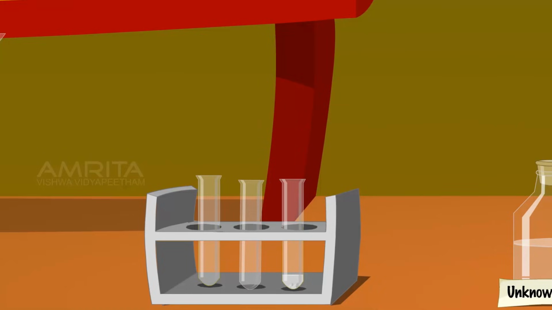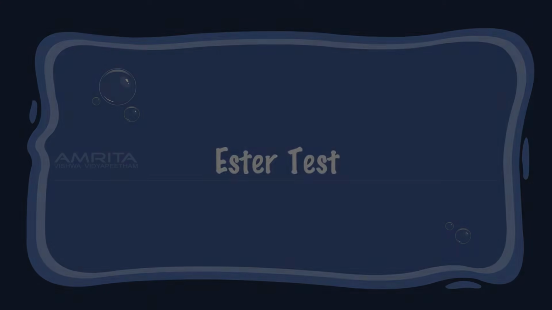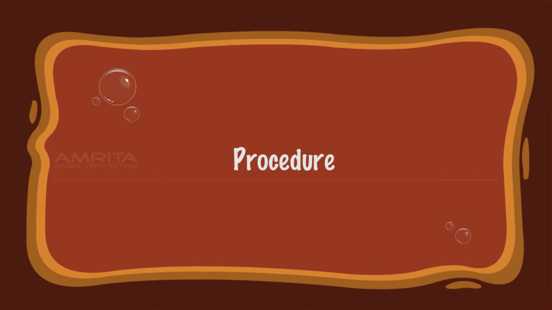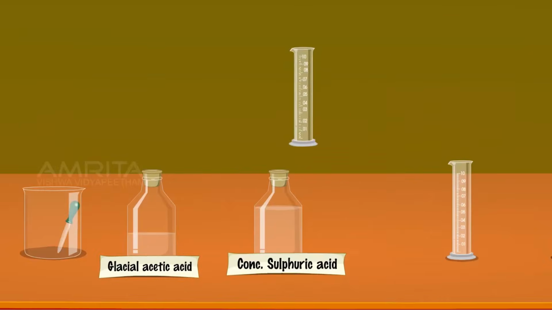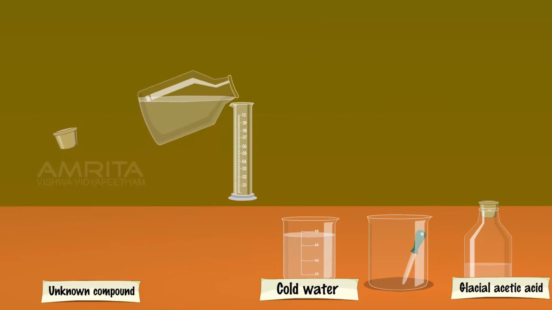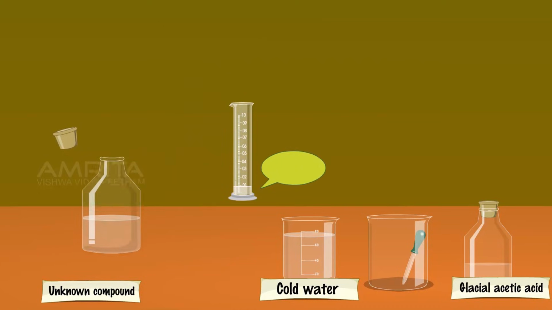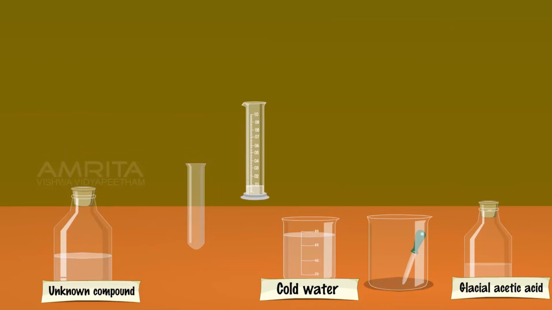Alcohols react with active metals like sodium to produce effervescence due to the liberation of hydrogen gas. Ester test. Procedure. Take a measuring jar. Pour 1 ml of the unknown compound into the measuring jar. Transfer it into another dry test tube.